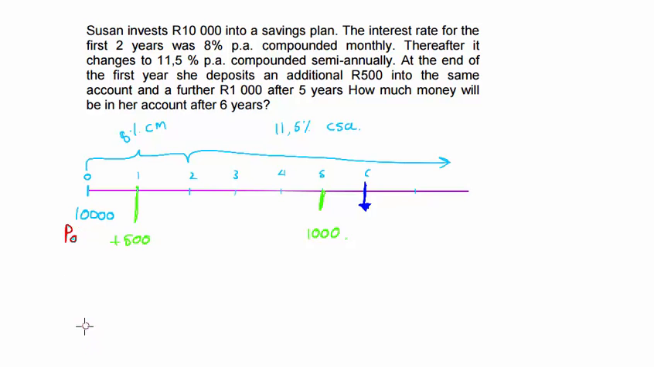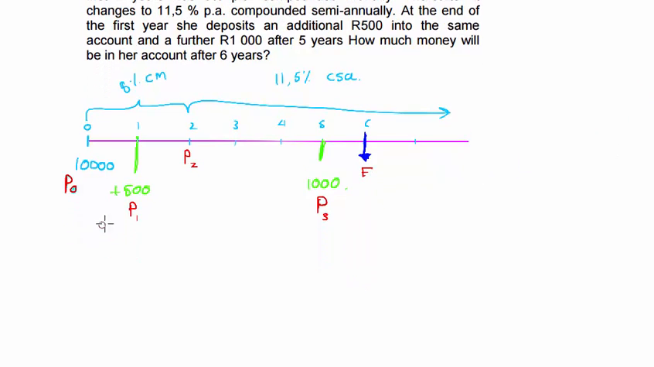Okay, where's the first change? 1. So this is going to be P1. So we're going to have to calculate P1. Where's the next change? 2. At time period 2. So that will be P2. Next change? 5. Then this will be P5 because it's at time period 5, or you can just call it P3 because it's the third time you're calculating a present value, okay? And then finally we want time at 6, so we'll just call that the future value. Okay, so we're going to calculate P1, P2, P3, and the future value.